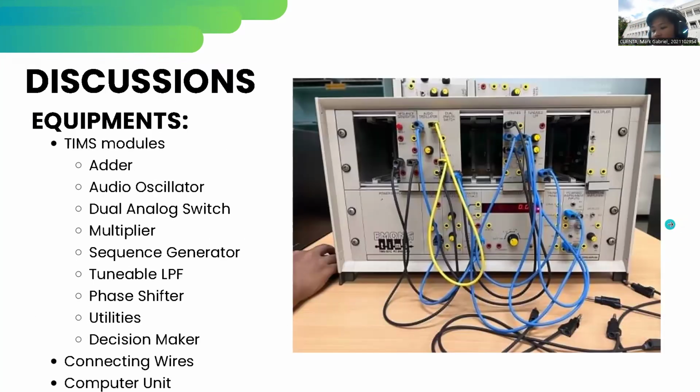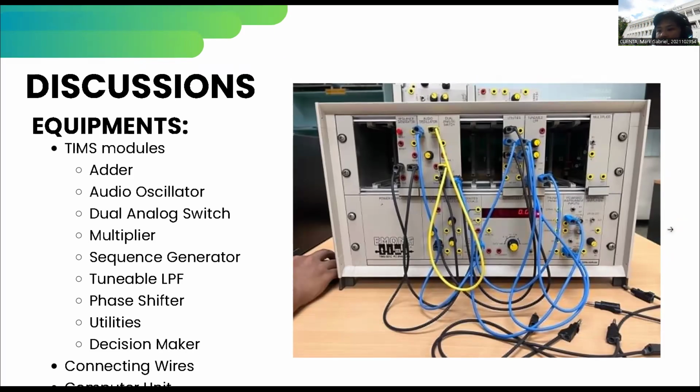So, discussion. This is the list of the equipment and TIMS modules used in the experiment. The pictures on the right show the actual TIMS setup with connected wires and modules. The modules include the audio oscillator, multiplier, sequence generator, tunable low pass filter, phase shifter, and a decision maker used simultaneously.